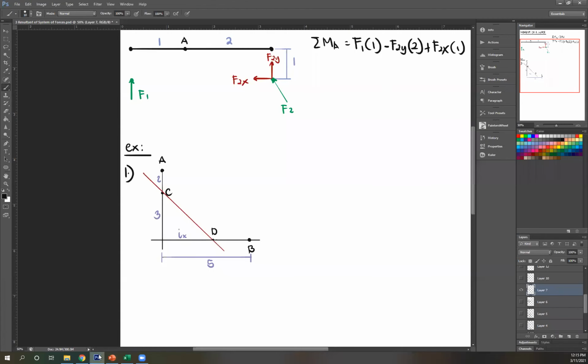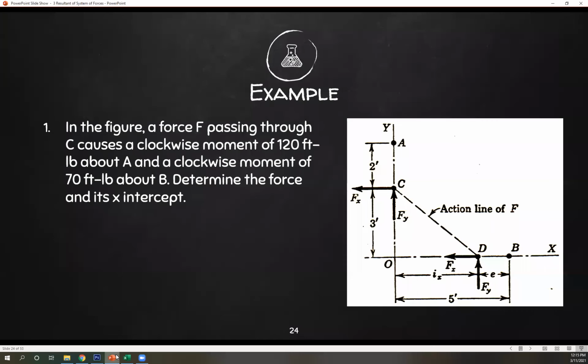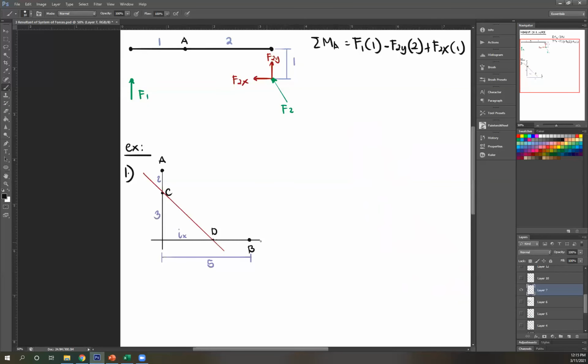So instead, let's do it this way. Because most of the time, there's no drawing. Okay, so you have to figure out how to draw it. So let's take it one by one. In the figure, a force F passing through C. So you have this axis, this is your ABCD. We know your force F is going to pass through that. So it's passing through C. That's how I drew it.